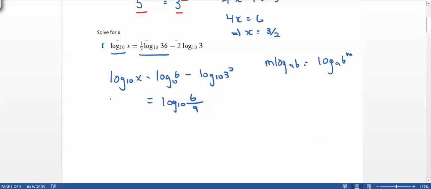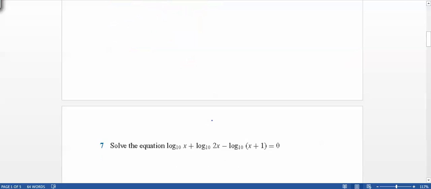Okay, that is of course equal to log 10 of x. And once again, if this expression is true, we can say that x is equal to 6 over 9, or 2/3. Okay, let's have a look at another one.